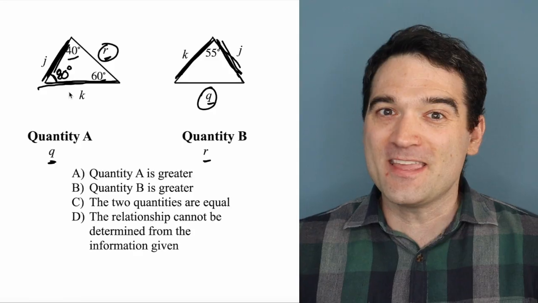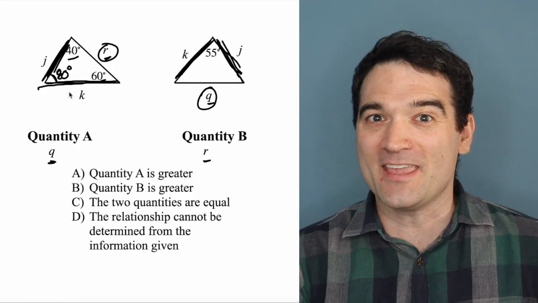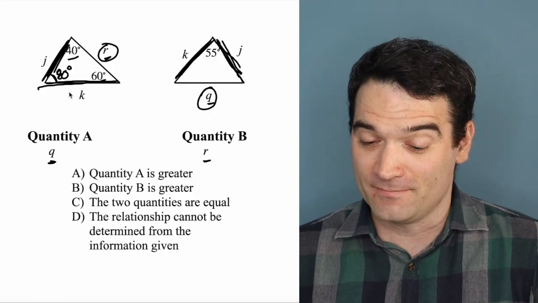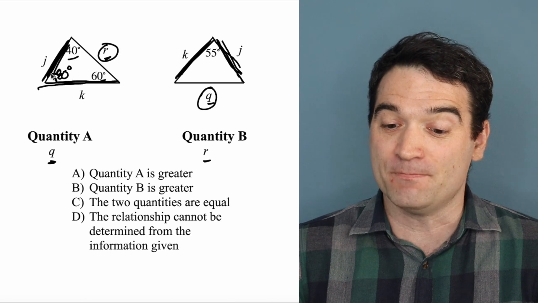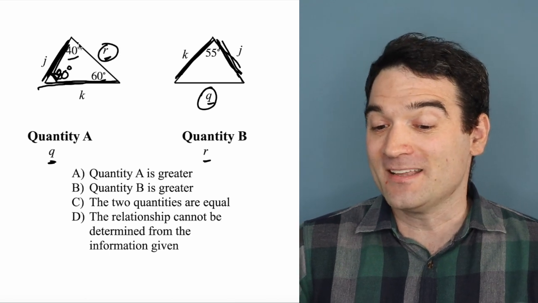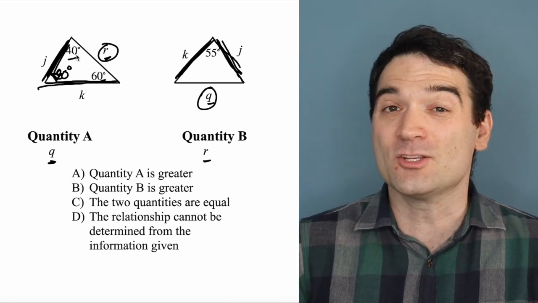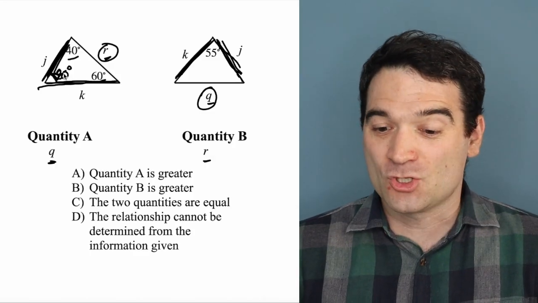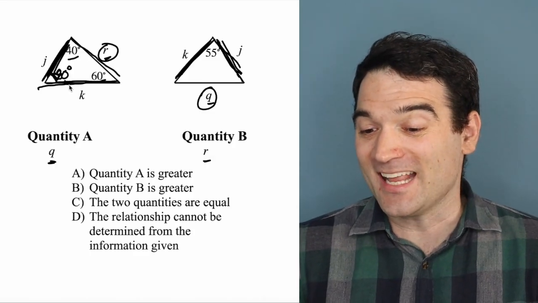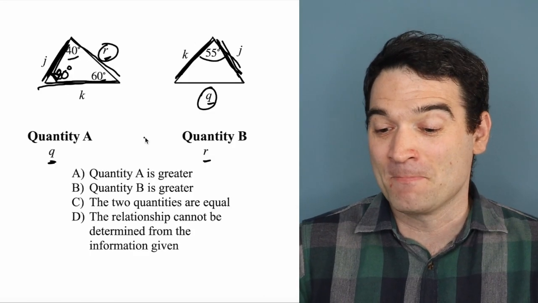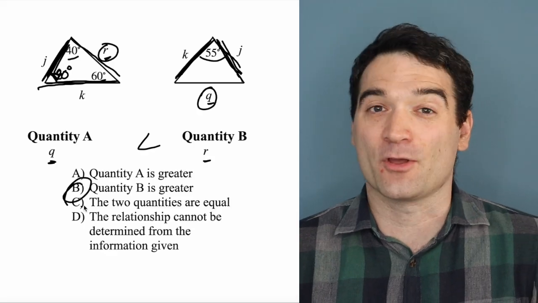So if the angle that we're talking about between J and K is bigger, that means that the resulting opposite side, R, is also going to be bigger. So this one, R, has to be bigger because this is 80 degrees and this one's 55 degrees, meaning that quantity B is the correct answer.